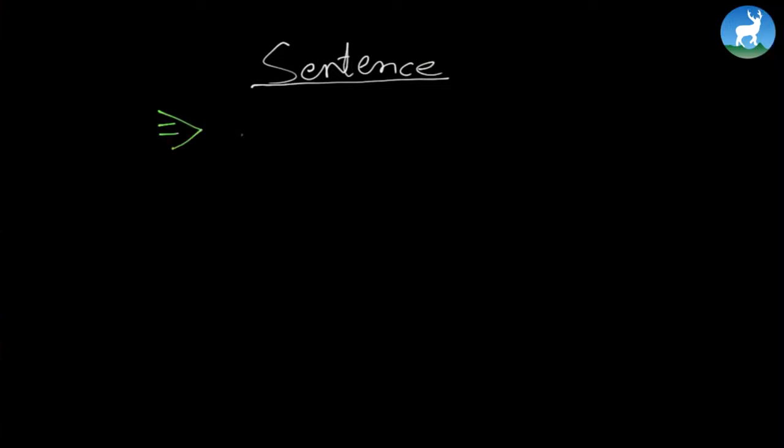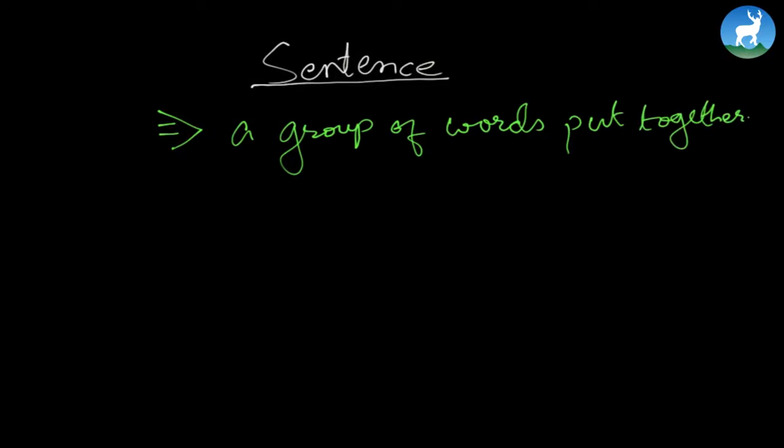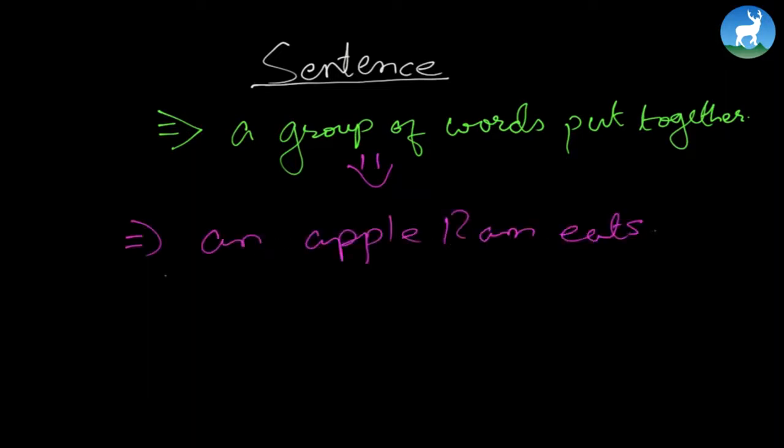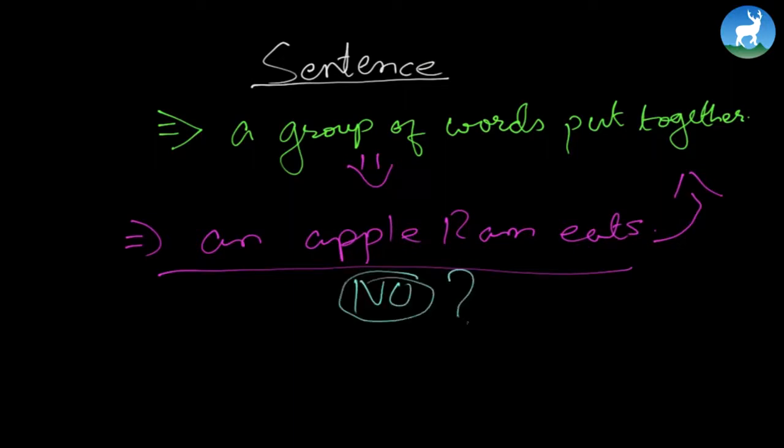Well, the definition that we usually get is: a sentence is a group of words put together. So do you really think this is a sentence? If this is the case, then let's put this in an example. Let's say, an apple Ram eats. This example fits the definition, because they are a group of words put together. So does this make a sentence? The answer is no. Why not? The reason is that they do not make perfect sense. Every sentence has to be sensible.